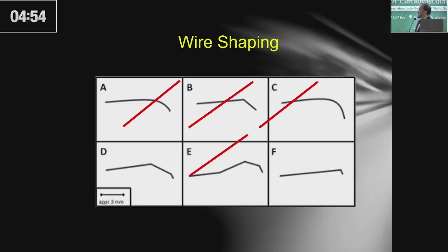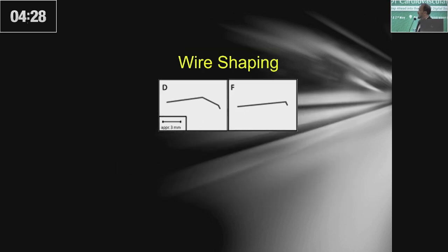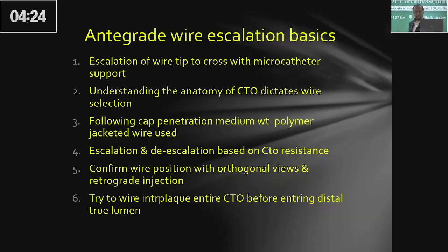While doing wire shaping for CTO, it is very important. You can have two bends: a 1 or 2 millimeter 30-degree bend, and then after 4 millimeters another bend. This is the bend we often use, but sometimes to penetrate the proximal hard cap or distal hard cap, you can give almost a 60 to 90-degree bend after 2 to 3 millimeters with a harder wire. So these are the two ideal wire shapes for CTO crossing and penetrating the hard cap.